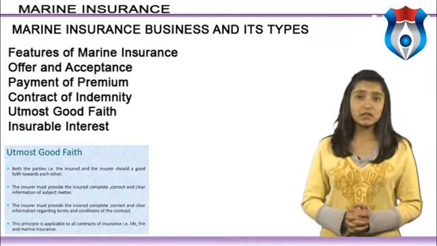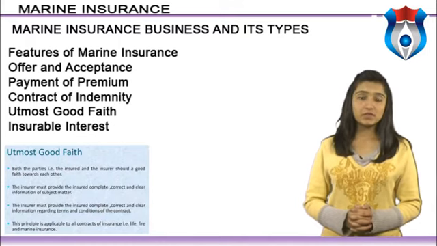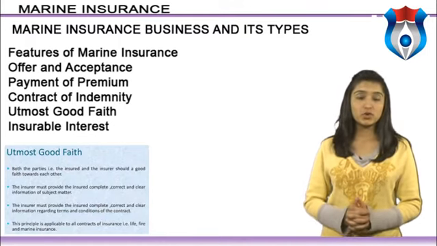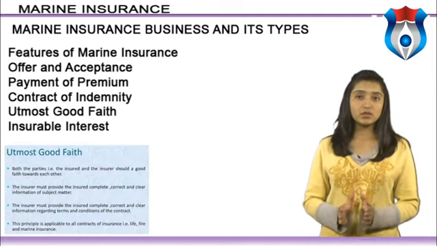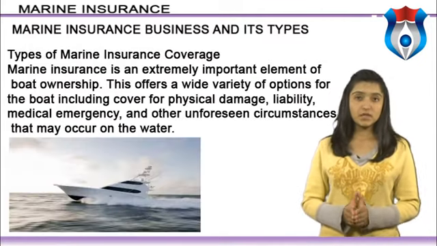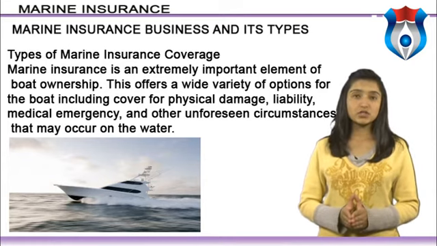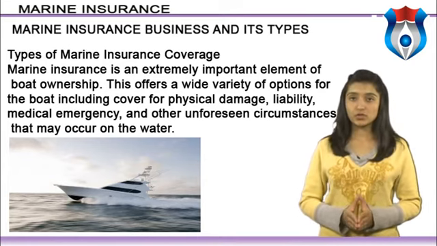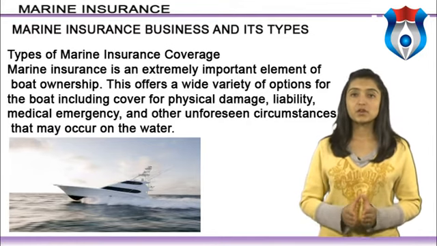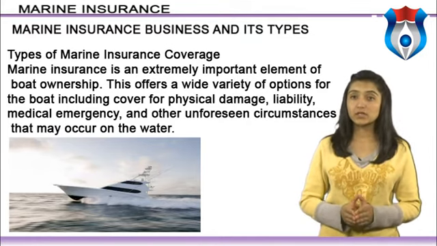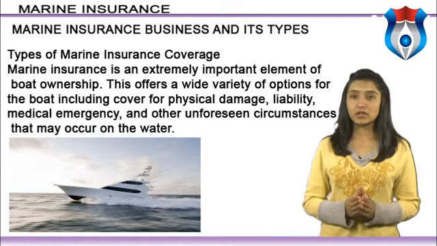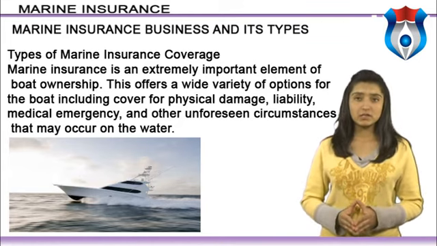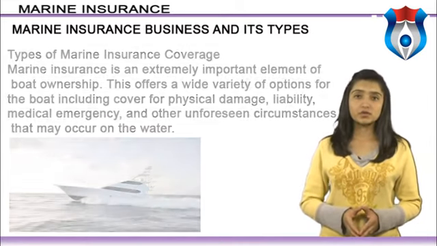Insurable interest. The marine insurance will be valid if the person is having insurable interest at the time of loss. The insurable interest will depend upon the nature of sales contract. Types of marine insurance coverage. Marine insurance is an extremely important element of boat ownership. This offers a wide variety of options for the boat, including cover for physical damage, liability, medical emergency, and other unforeseen circumstances that may occur on the water.